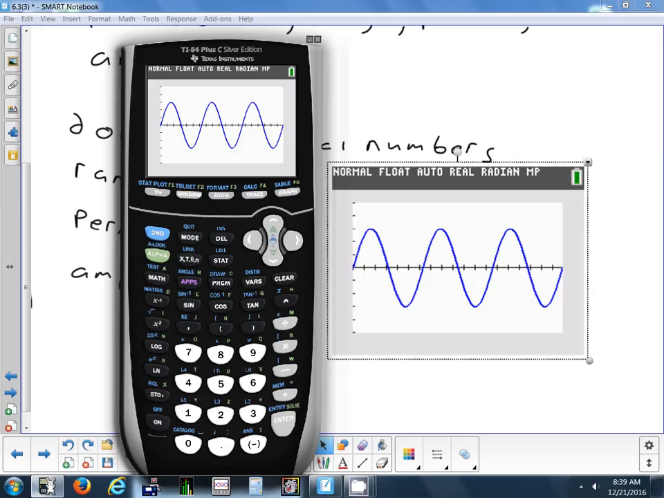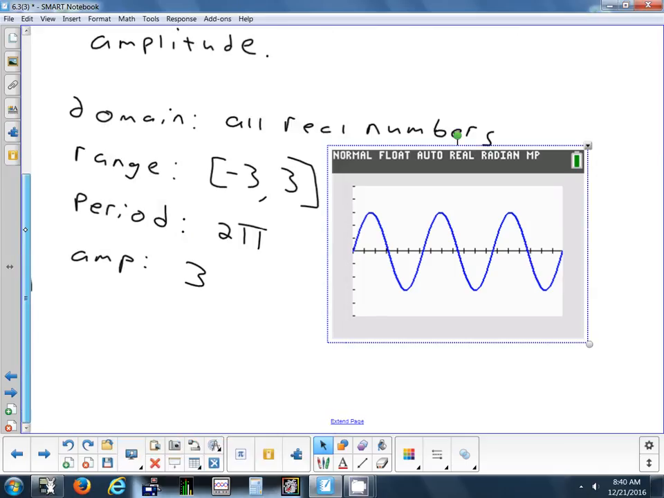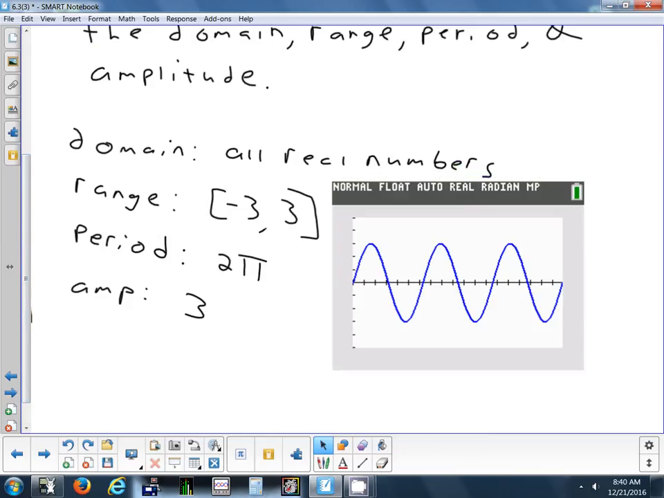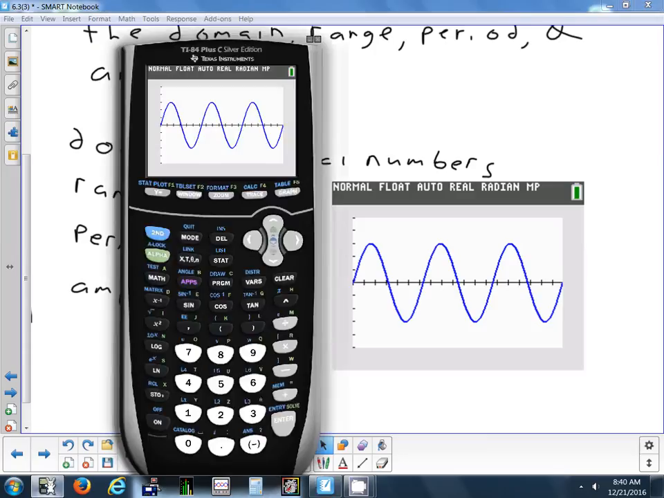Unless I specifically asked for you, make sure your window doesn't cut something off halfway through a period. Like, have your window start when it crosses the x-axis. If I said that, then I would be looking for this. Yeah, this just shows a little more. I know it's simple, but I'm just saying. Any other questions on that? All right.